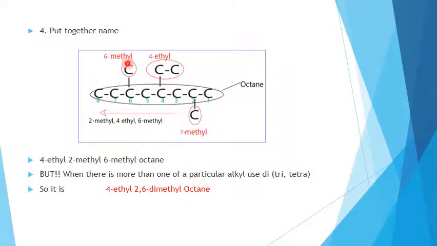Is that if you have 2 of the same alkyl or side groups, what we do is we don't write it as 2 methyl, 6 methyl. What we do is we put those 2 methyls together and call it dimethyl. So the official name is 4 ethyl 2 6 dimethyl octane.